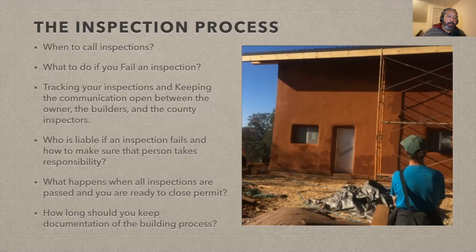Tracking your inspections. Keeping the communication open between the owner, the builder, and the county inspector is really important. Who is liable if an inspection fails, and how to make sure the person takes responsibility. When you're working with subcontractors, they are responsible if something fails. If you're doing it yourself, you're responsible. Just know that.